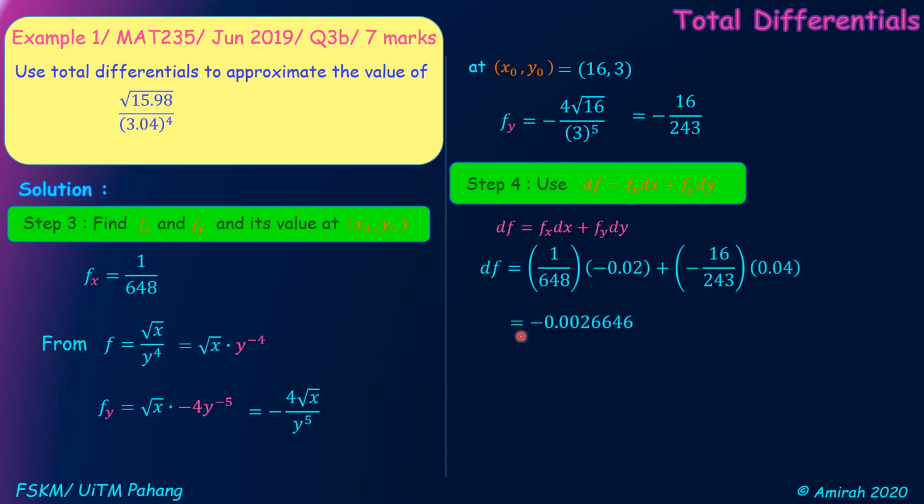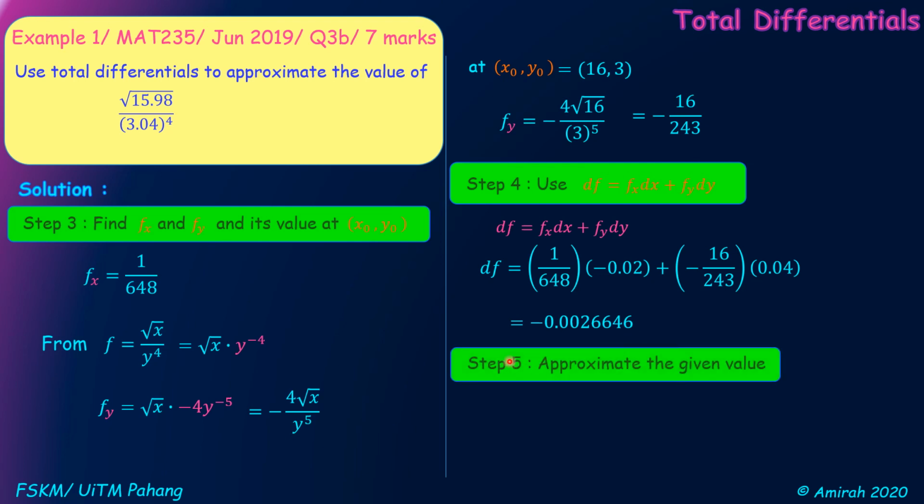Then we solve, so we get df, or total differential, equals negative 0.0026646. And then we continue with step 5. This is the final step. Approximate the given value, meaning this value: square root of 15.98 over 3.04 to the power of 4. Approximate to, alright, the formula is f(x naught, y naught) plus df. f(x naught, y naught) we get from step 2.